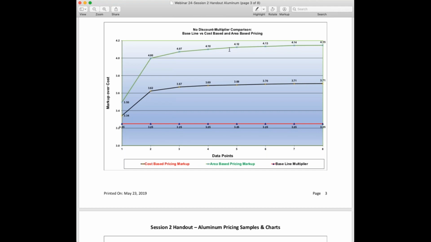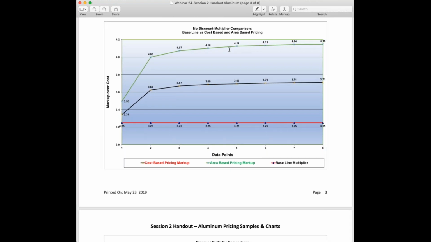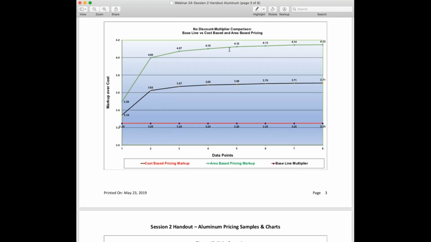In the acrylic, the cost base was higher than it was in the area base, and here it's the opposite, and it simply was driven that way by the individual area charges that I chose for the aluminum versus the acrylic.